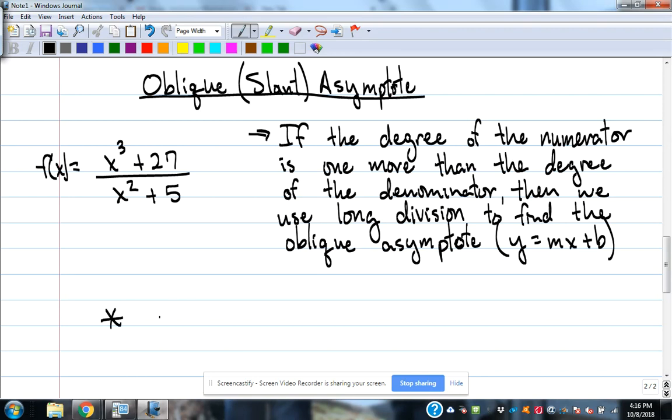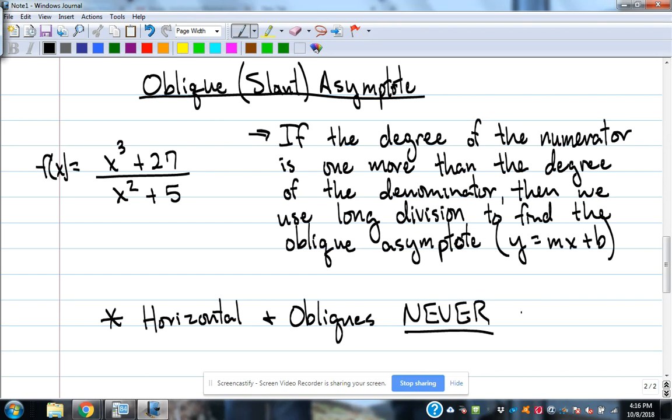Again, what I said earlier, horizontal and oblique asymptotes never occur together. Verticals, you're pretty much going to have those no matter what.